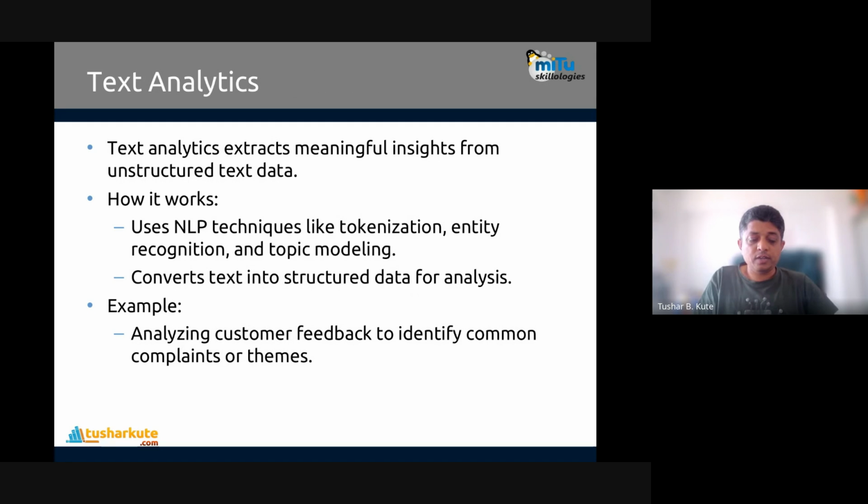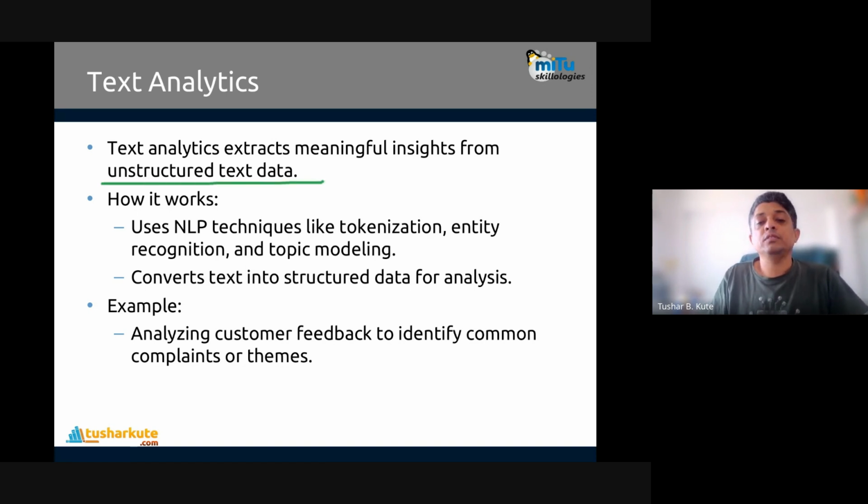Text analytics. Yes. Text analytics is again a subsection of natural language processing, where text analytics can extract meaningful insight from unstructured text data. It's important to note that this is unstructured text data. From this, the data is taken. This text analytical method uses NLP techniques like tokenization, entity recognition, and topic modeling. With the help of it, it's possible to do analytics on the data, which converts text into structured data for analysis, structured and numerical.